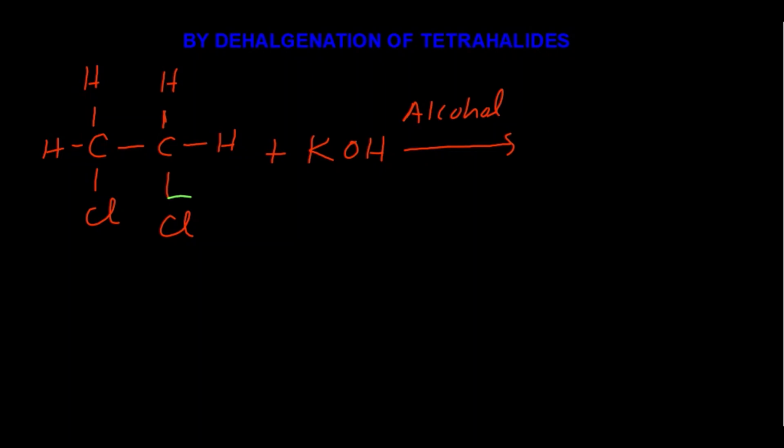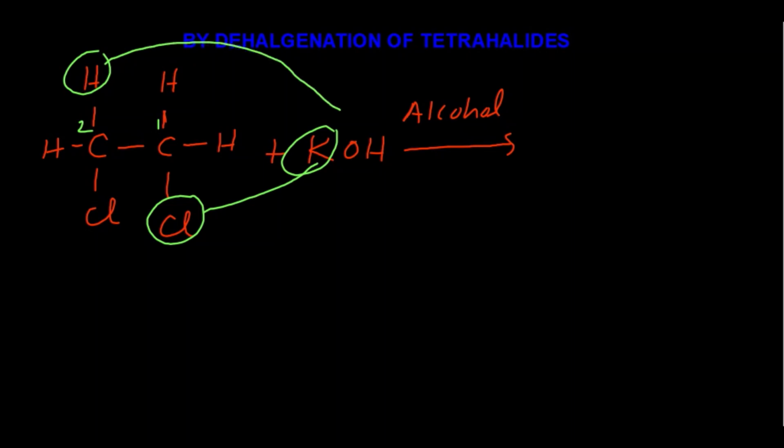Right students, now we will see how the reaction takes place. Hydrogen and halogen atoms are removed from adjacent carbon atoms: the chlorine atom from carbon number 1 and the hydrogen atom from carbon number 2. This chlorine atom combines with potassium and is removed in the form of potassium chloride. This hydrogen combines with this hydroxyl group and is removed in the form of water. So we will see what product is formed after the reaction.